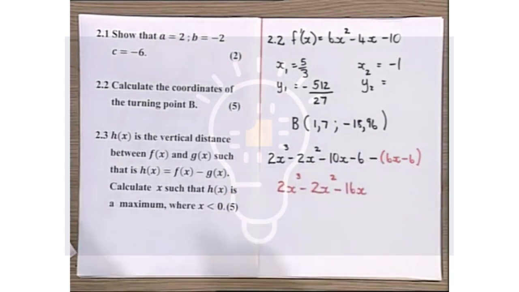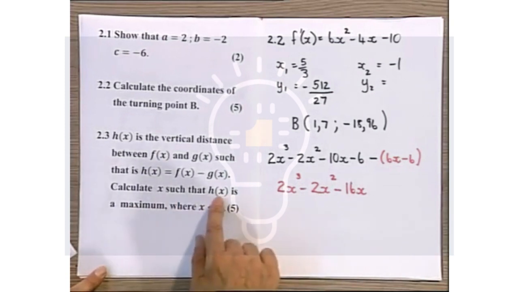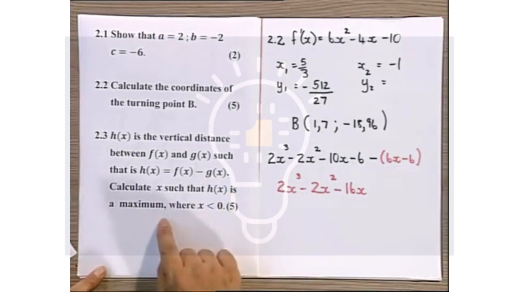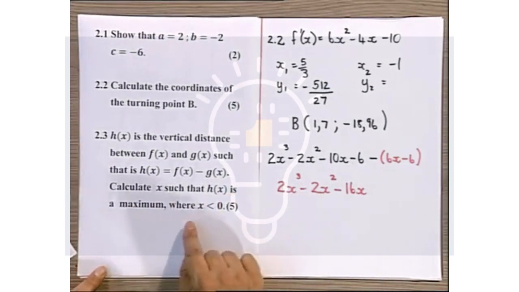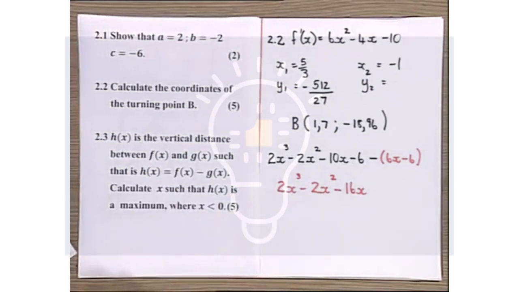Minus 6 and plus 6 cancel. Now let's go to Word. Calculate x such that h(x) is a maximum, where x is less than 0. Right? Where x is less than 0. Again, all right, sir, what does that mean?